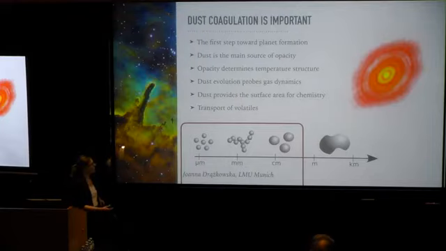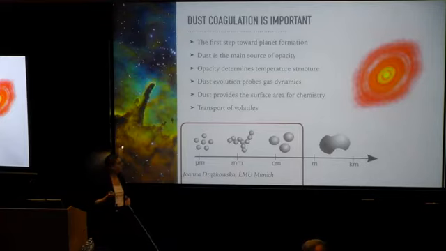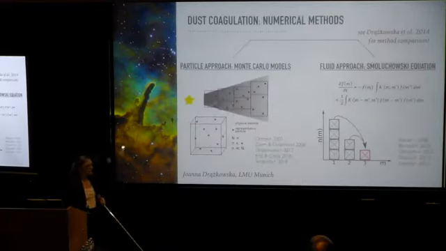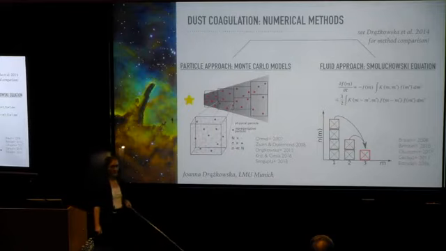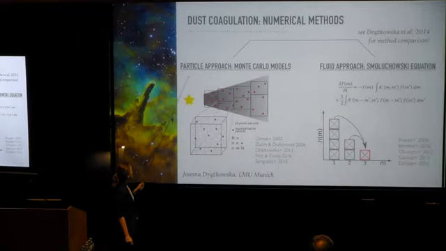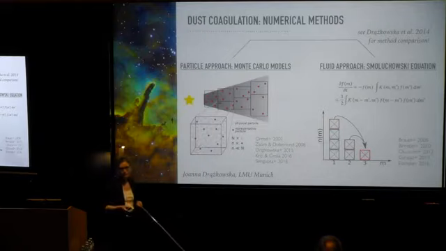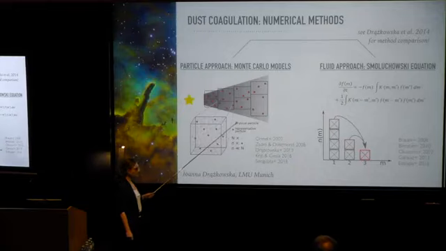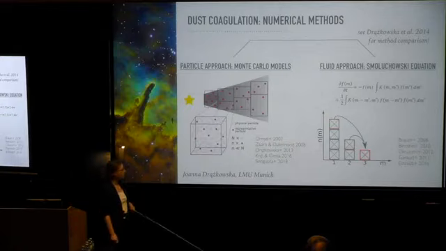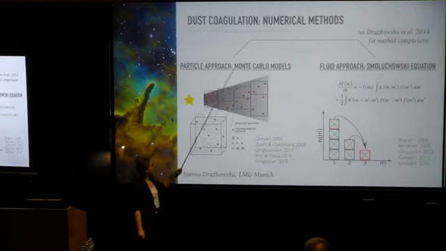So hopefully you are now convinced that you should be thinking about and including dust coagulation in your models. I summarized here the two possible ways that you could include dust coagulation. One way is to treat dust as particles and then solve for collisions, but I already told you we need something like 10 to the 40 of those particles, so that's probably not feasible. We usually need to go to some kind of representative particle approach and then solve for collisions. To drive the growth of particles, we would need something like Monte Carlo models.